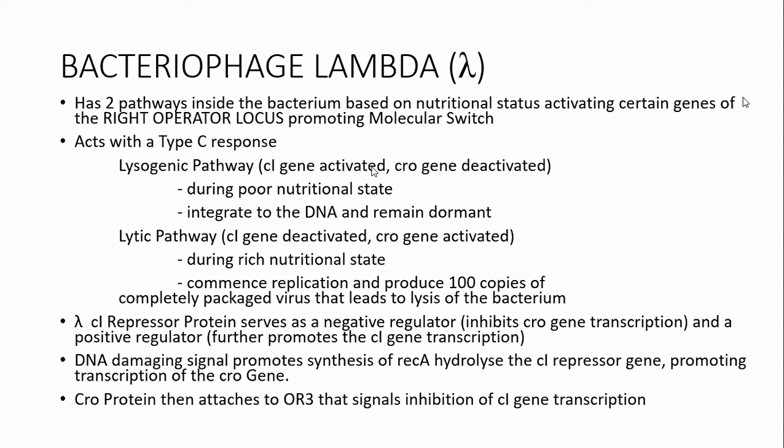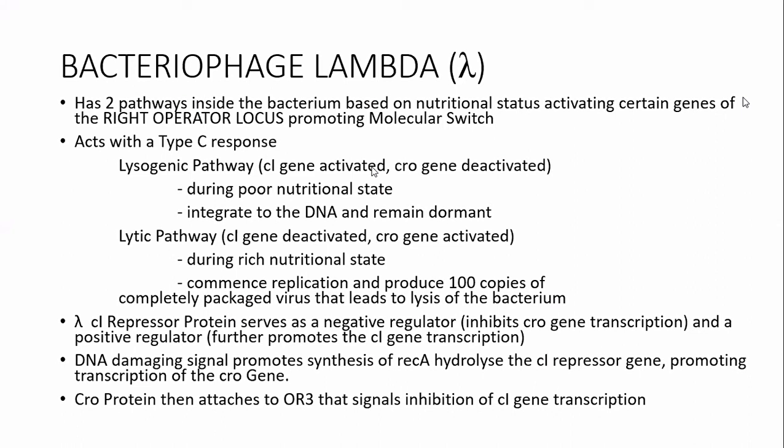Now, the CRO gene would produce a CRO protein that would bind to operator 3, OR3 gene. Its two functions would be to inhibit the CI repressor gene and allow further transcription of your CRO gene. Once there is further transcription of your CRO gene, that is when the DNA of bacteriophage lambda replicates. Once there is further replication of the DNA of the bacteriophage, it makes 100 copies of the completely packaged virus, then your bacteria ruptures because there are so many.